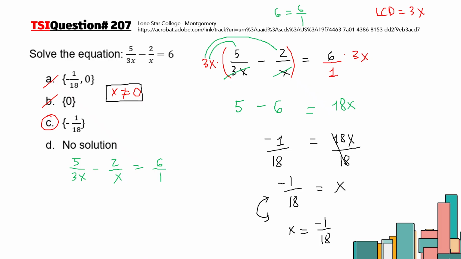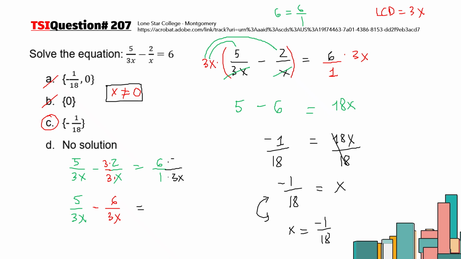We see that the first fraction is 5 over 3x. The denominator is already 3x, so we keep it the same. The second one is 2 over x, but the least common denominator is 3x. From x to be 3x, I multiply top and bottom by 3. Because 3 divided by 3 is 1, I didn't change anything, but now it becomes negative 6 over 3x.